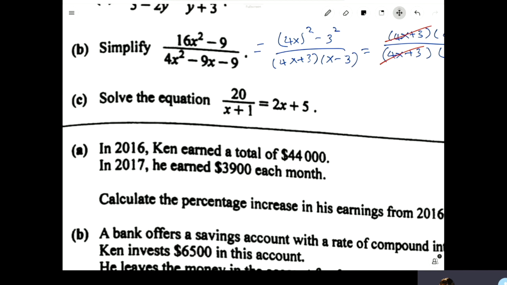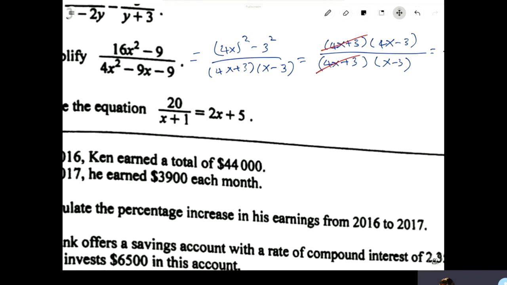Next. Solve the equation 20 over, okay, so this is over 1. Cross multiply, 20 equals x plus 1, 2x plus 5, because this times here, this one times here. Why do I cross multiply? Because there is an equal sign. So for an equal sign, you can cross multiply.